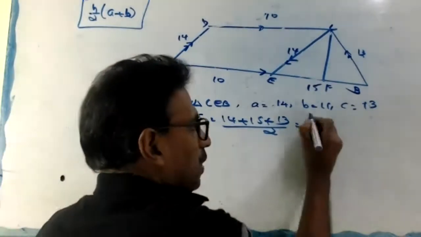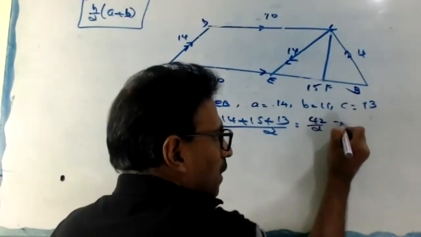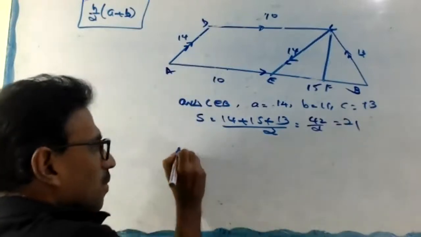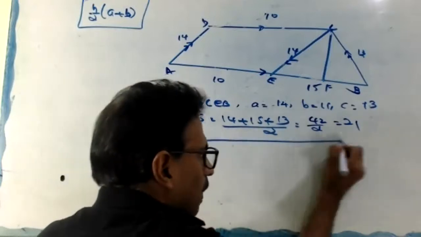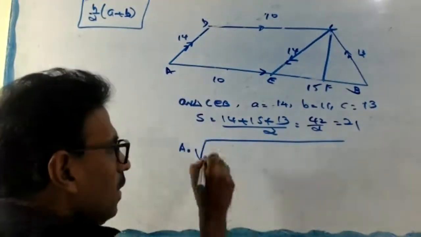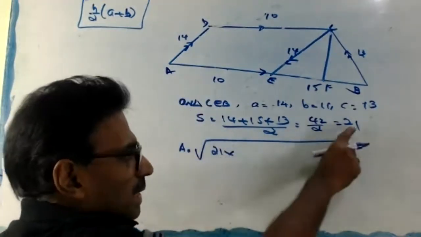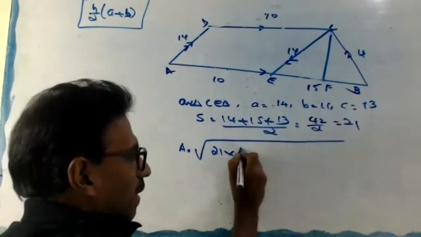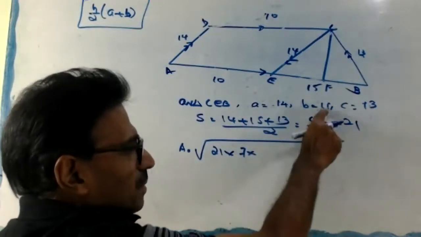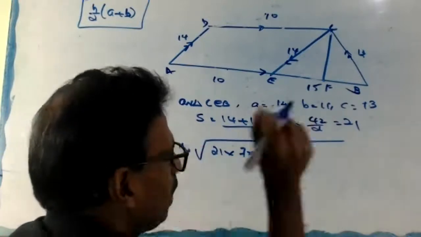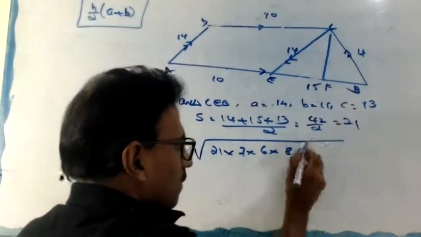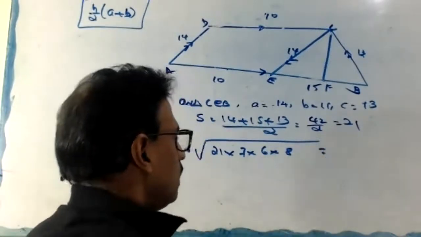42 divided by 2 is 21. So area A equals root of, and you should write the formula, okay? 21 into (S minus A): 21 minus 14 is 7, 21 minus 15 is 6, 21 minus 13 is 8. So that is how much?